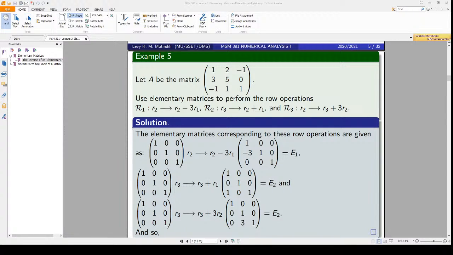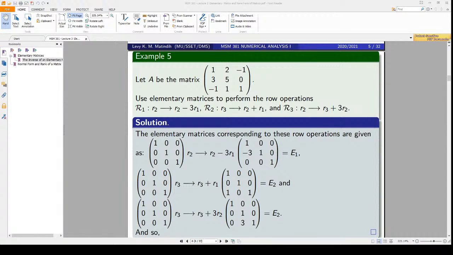So in this example, they have already specified for us what these row operations are. There are about 3 row operations that we are going to apply on the matrix A. So in short, they are saying use elementary matrices to perform the row operations. So we need to get 3 elementary matrices. Remember, an elementary matrix is a matrix that is obtained by applying a single row operation on an identity matrix. Since our matrix A is a 3 by 3 matrix, we are going to use 3 by 3 identity matrices.